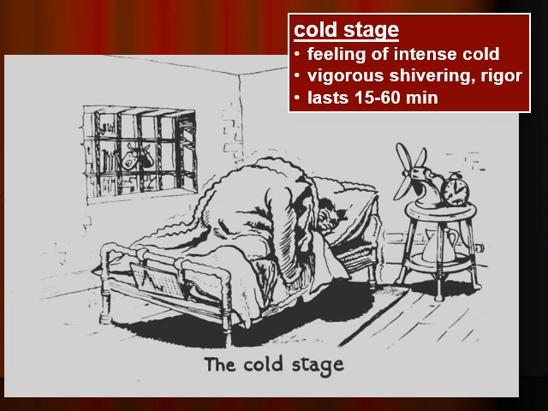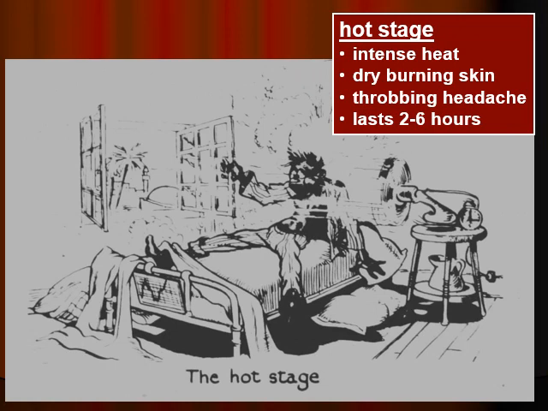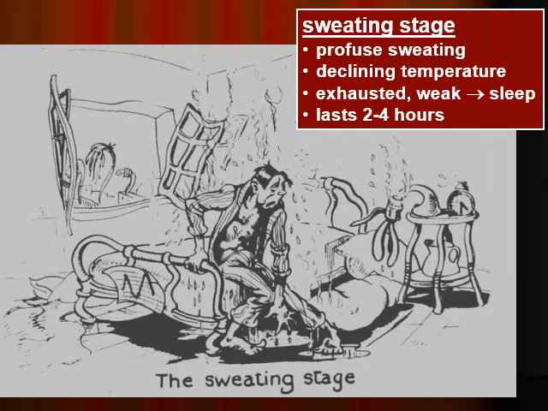The malaria paroxysm has 3 stages. First stage, the cold stage, characterized by a feeling of intense cold, vigorous shivering, rigor, lasts 15 to 60 minutes. Second stage of paroxysm, the hot stage, characterized by intense heat, dry burning skin, throbbing headache, lasts 2 to 6 hours. The third stage, the sweating stage, profuse sweating, declining temperature, exhausted, weak, then the patient sleeps, lasts 2 to 4 hours.